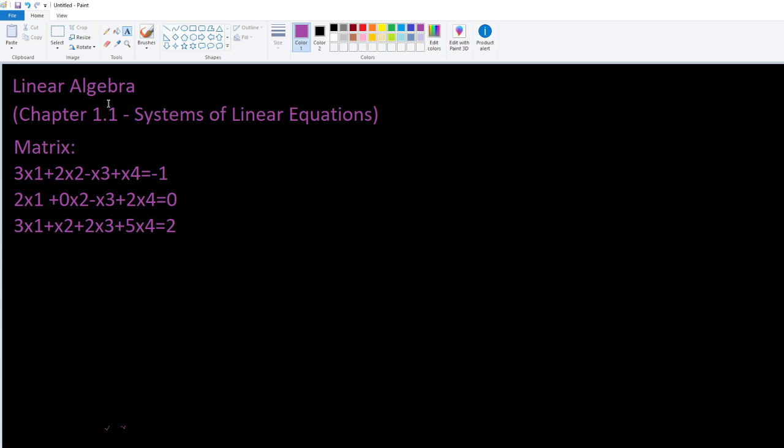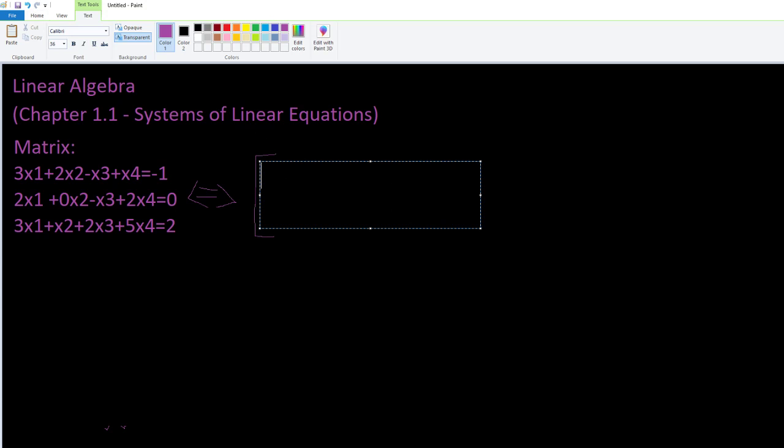So we're going to construct a matrix from these three equations, and a matrix looks like this. This is another way of representing this. You can go back and forth between these two. So here's a matrix. You're going to take the numbers and just put them in. 3, 2, -1, 1, -1. 2, you put the zeros in, 2, 0, -1, 2, 0. 3, 1, 2, 5, 2.